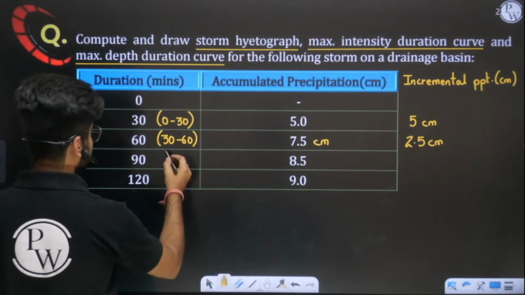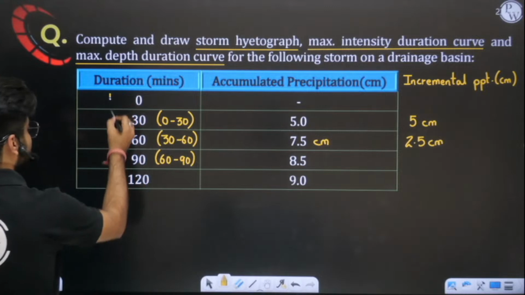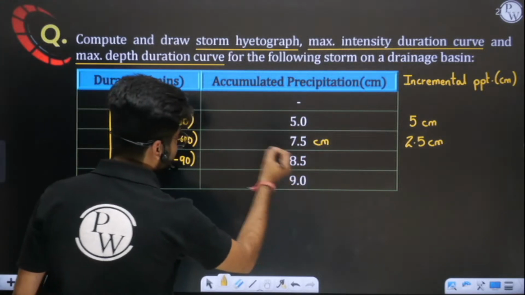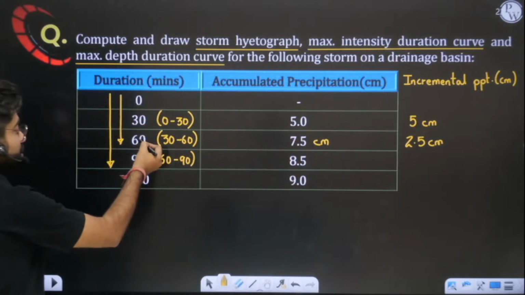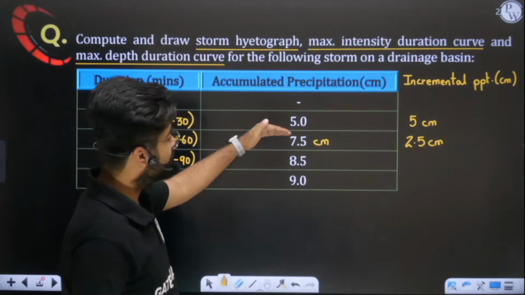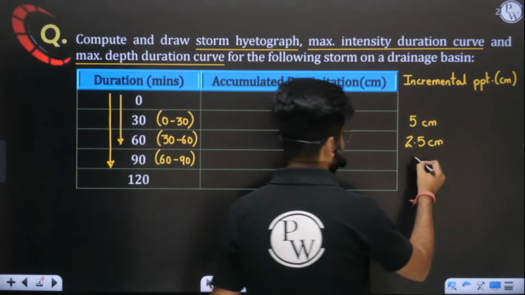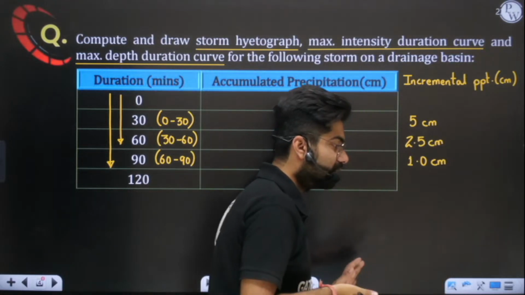Now similarly, from 60 to 90, see, from 0 to 90 it is 8.5 centimeter. From 0 to 60, 7.5 centimeter. So from 60 to 90, how much incremental depth do we have? 8.5 minus 7.5. That is 1. Yes or no? Is this thing clear?